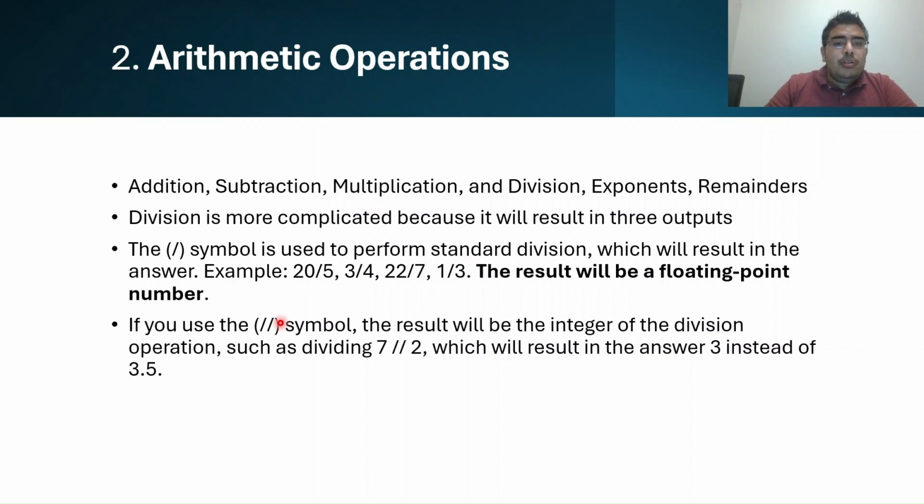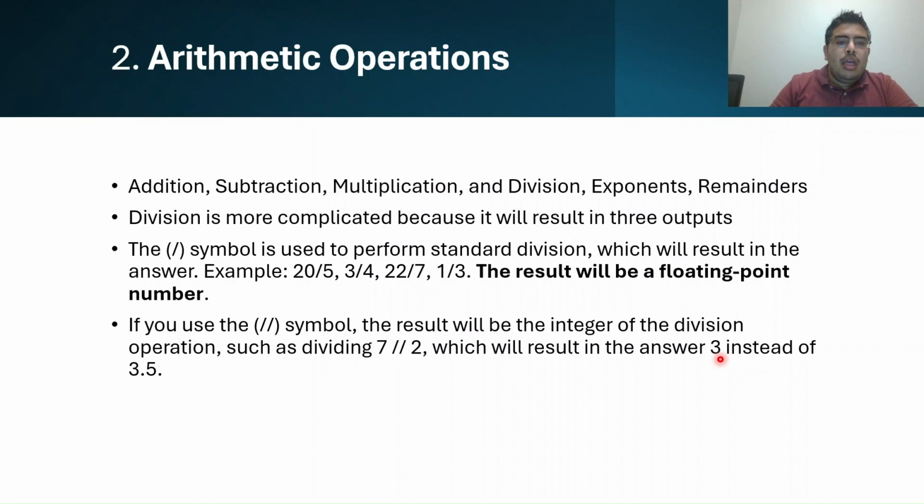If you use the double slash, 2 slashes, then the result is going to be an integer, the integer of the division operation. So 20 divided by 5, if you do double slashes, is still going to be 4. Great. But what's the benefit here? If you divide 7 divided by 2, that's going to be 3.5, right? But if you divide it using the double slashes, it's not going to be 3.5. It's going to be 3, just the integer part of the division. So you remove the decimal part.